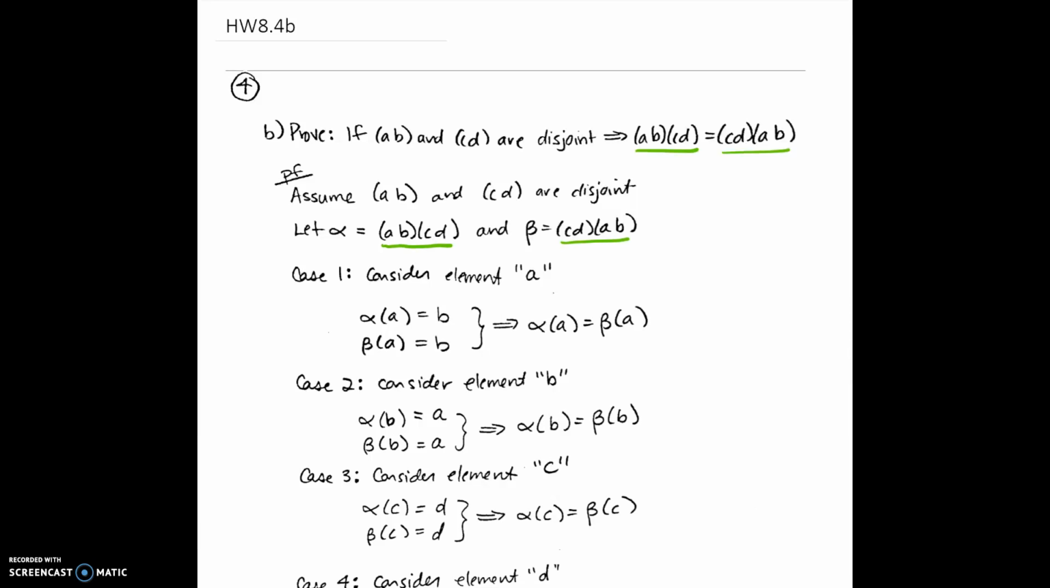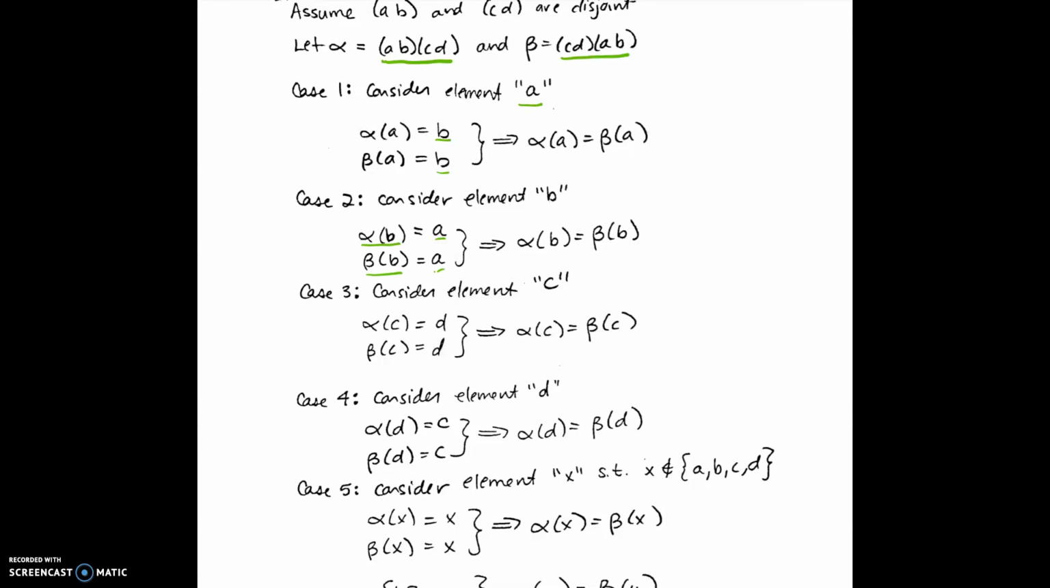So we're going to consider each element separately and put them into alpha and beta and see if we get the same thing. So consider the element A. So we put it into alpha, you get B. You put it into beta, you also get B. So alpha of A equals beta of A. Do the same thing for element B. If I put in B to alpha and beta, I get A both times. So alpha of B equals beta of B.